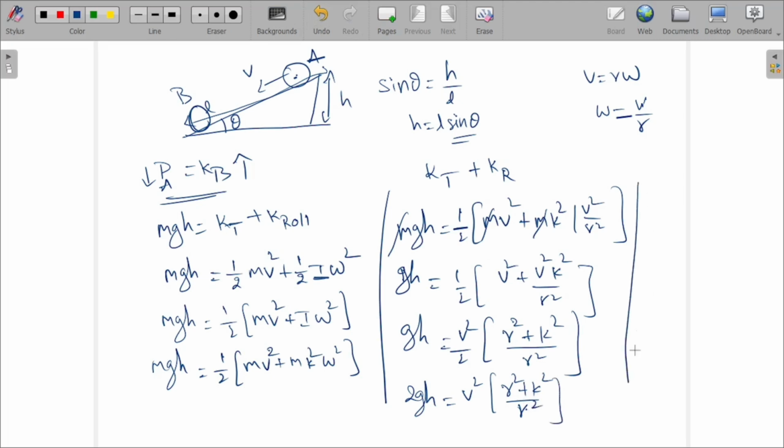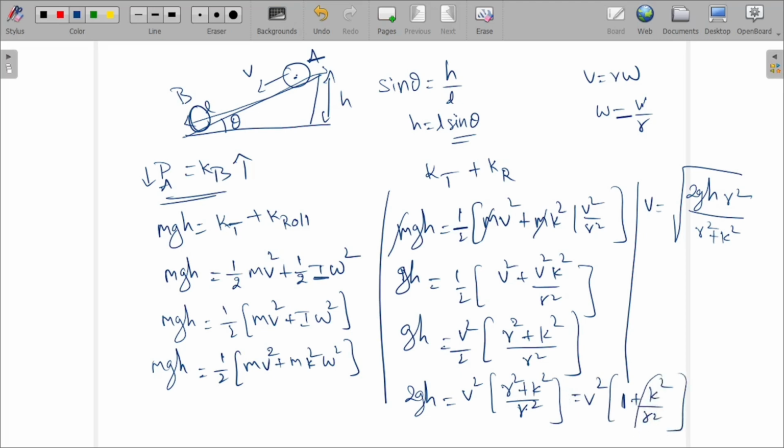So from this we want to find v square. So actually we need to find v, so v equal to root over 2gh by r square plus k square into r square. You can write it like this, or this can also be written as v square of 1 plus k square by r square. You can keep it like this also.